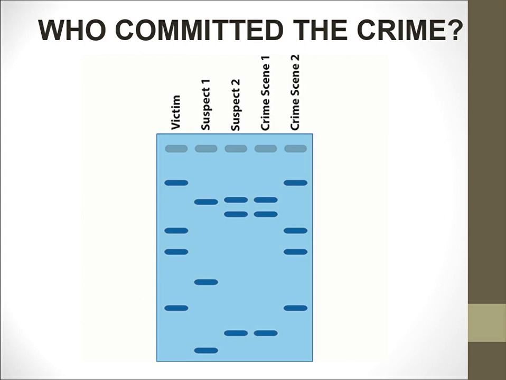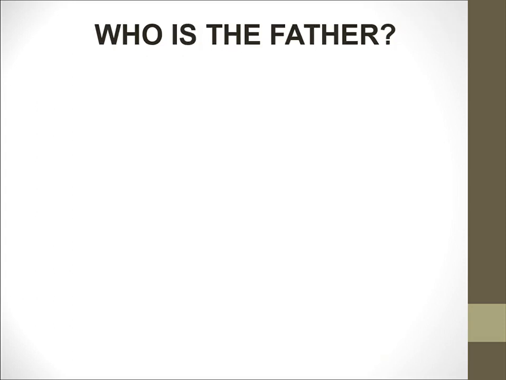Now the other version that we have is who is the father, when we're doing paternity testing. The difference is that in a who committed the crime question, you want a 100% match, whereas in a who is the father question, you want a 50% match. Why is that the case? Remember, you inherit half of your genetics from your mother and half from your father. So you can't have all the DNA of your father, because then you would be genetically identical to your father, which is not the case.